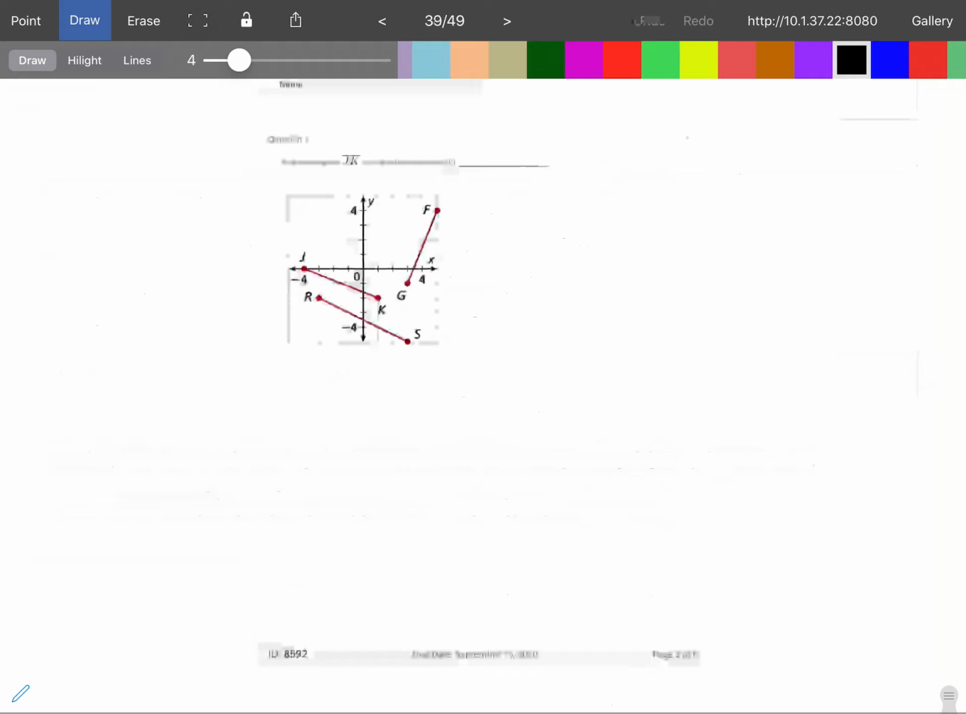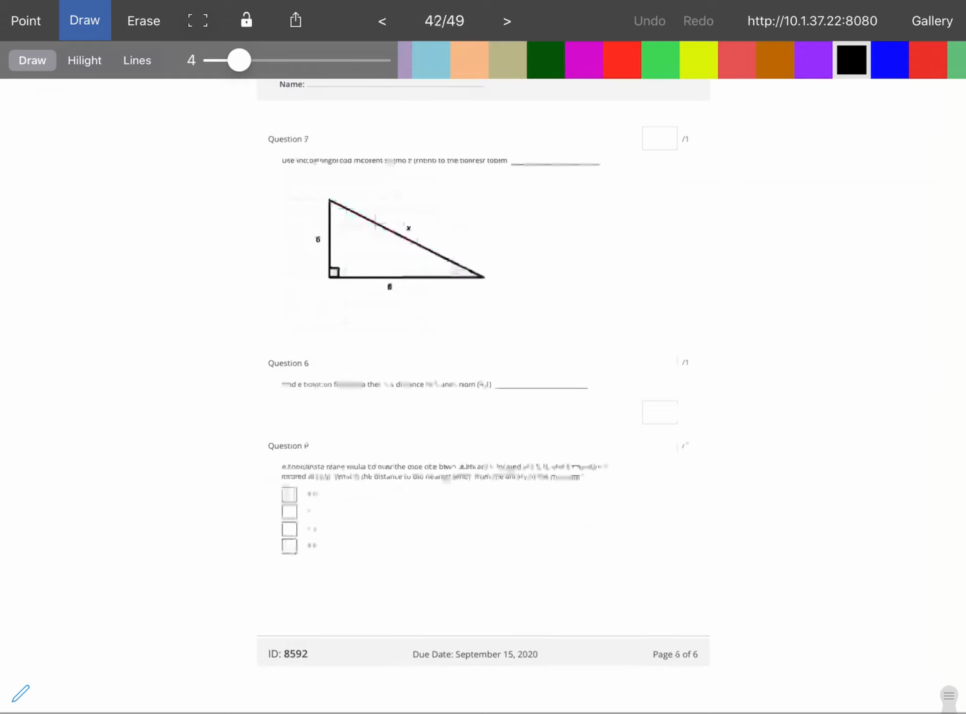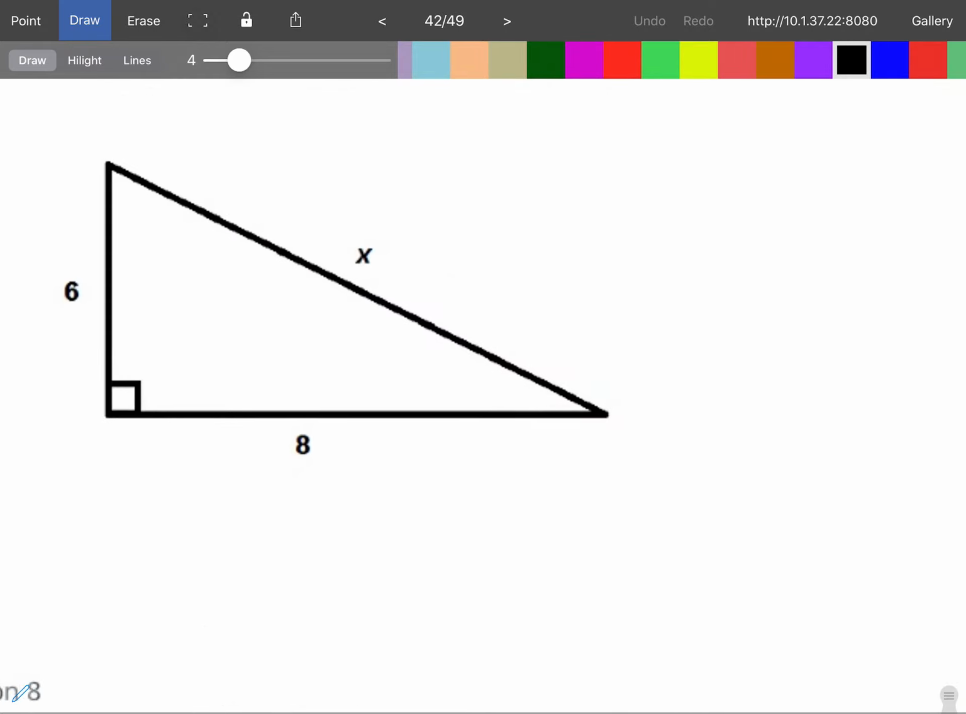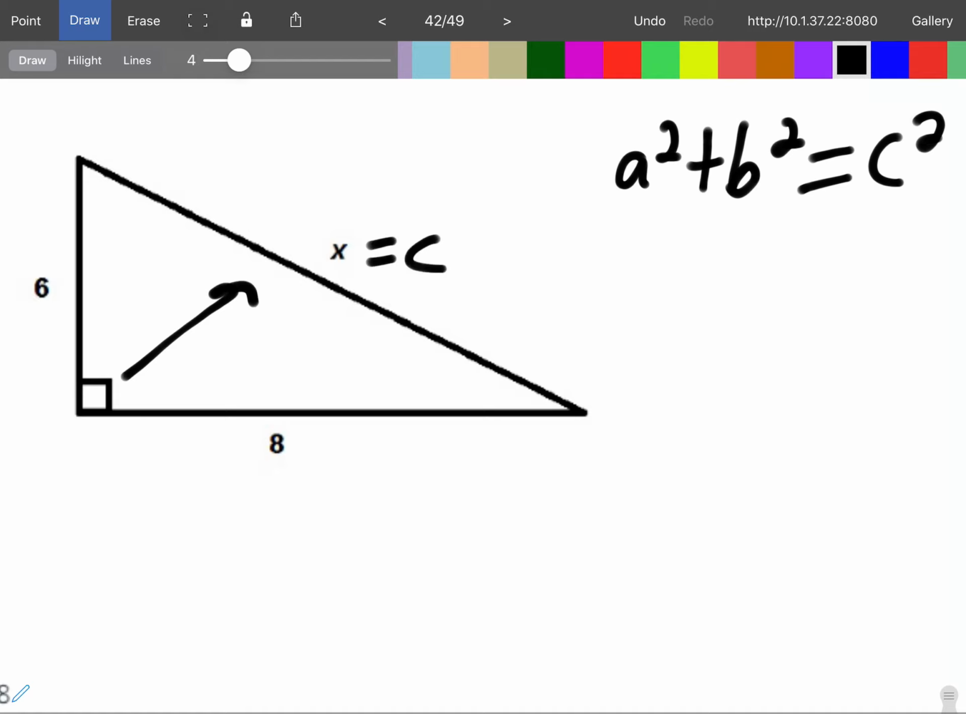Next, we get into the distance formula or the Pythagorean theorem. So there's a couple different diagrams like this, and we're trying to figure out if they're congruent. Let's do this one for the Pythagorean theorem. It says that a squared plus b squared is equal to c squared. And c is always the hypotenuse, which is across from the 90-degree angle. So c here is x, and then a and b, it doesn't matter if they're 6 or 8. You can mix them up. So what we're saying here is that 6 squared plus 8 squared is equal to c squared.